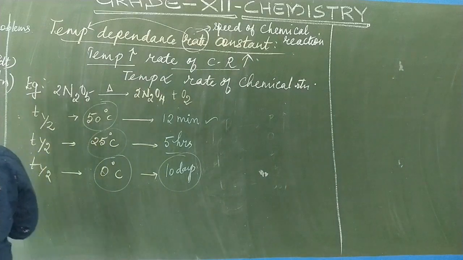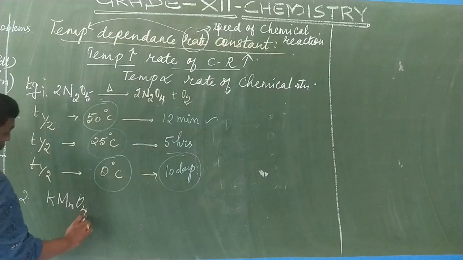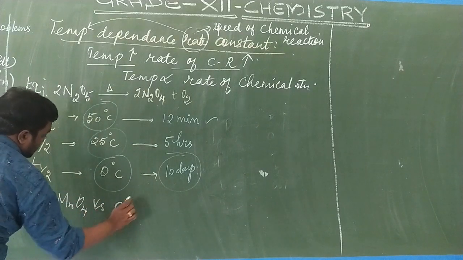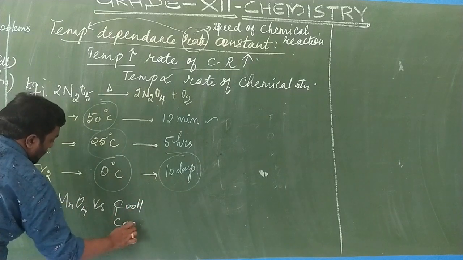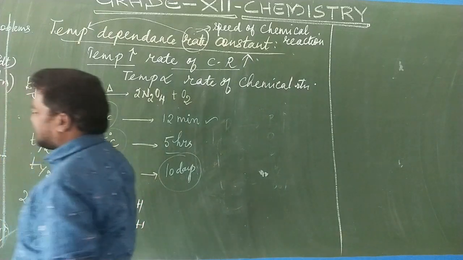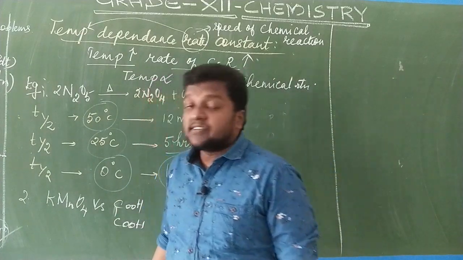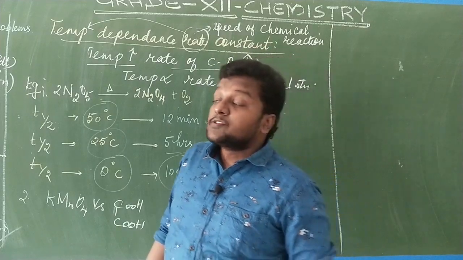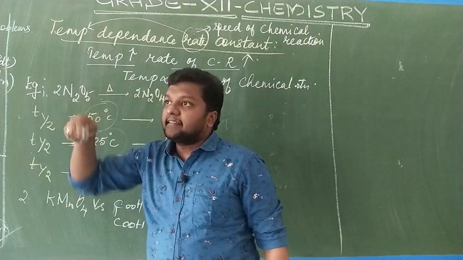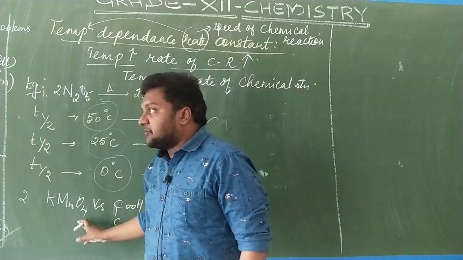Example number 2. Now coming to the second example, potassium permanganate versus oxalic acid. Oxalic acid is a dicarboxylic acid. This is permanganometry, which you have in the 12th standard practicals, in titration. So potassium permanganate will be taken in the burette.